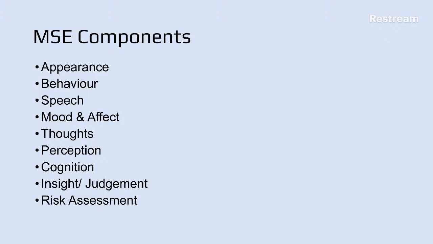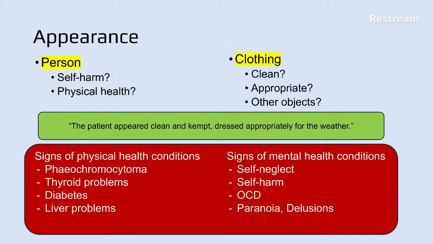Great. So the components of your MSE go as follows. You've got appearance, behavior, speech, mood and affect, thoughts, perception, cognition, insight and judgment, and finally, risk assessment. We'll go through all of them in that order. Next slide. Great. So let's start off with appearance.